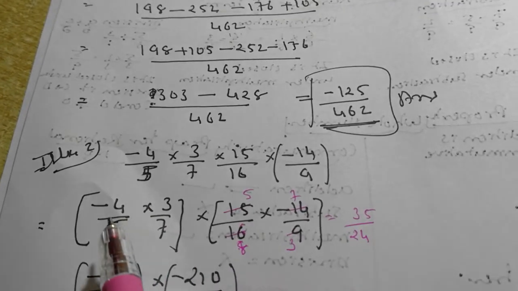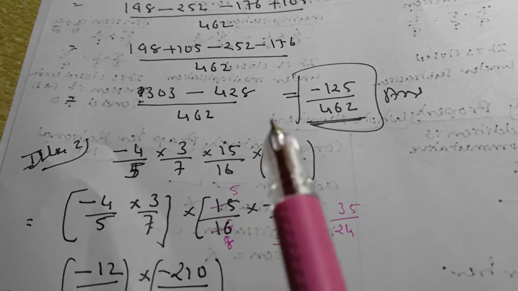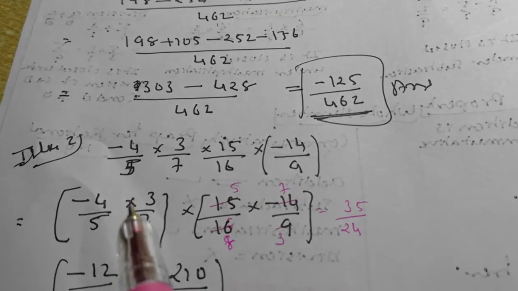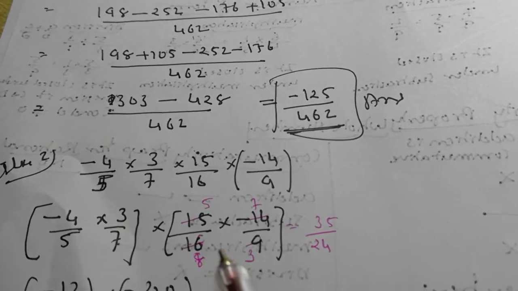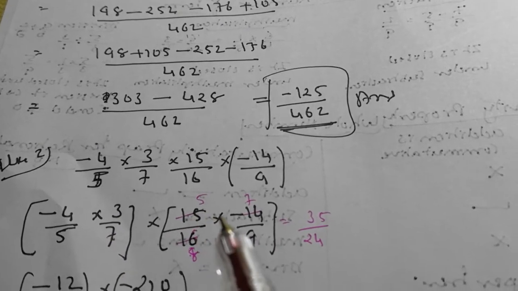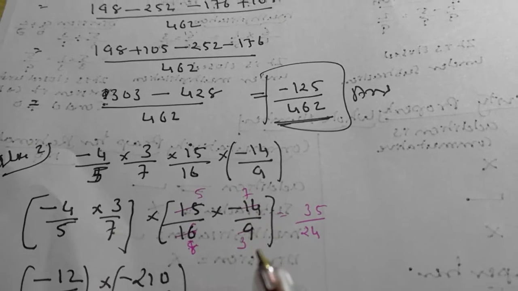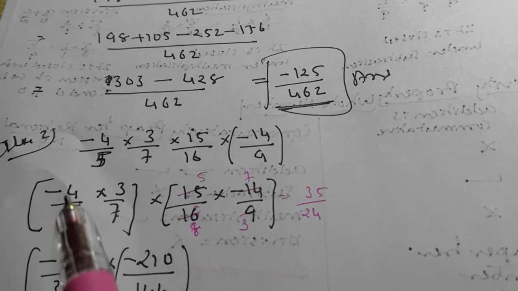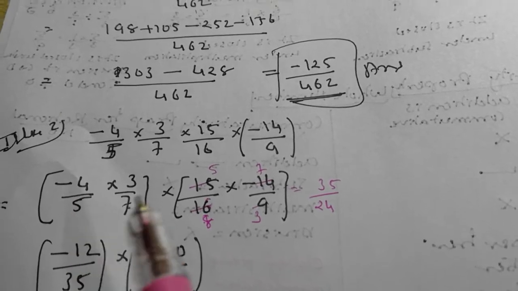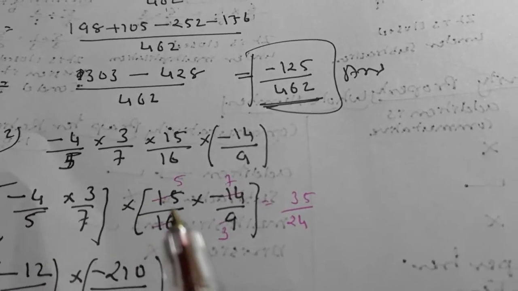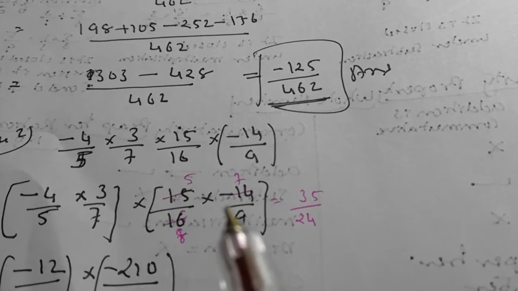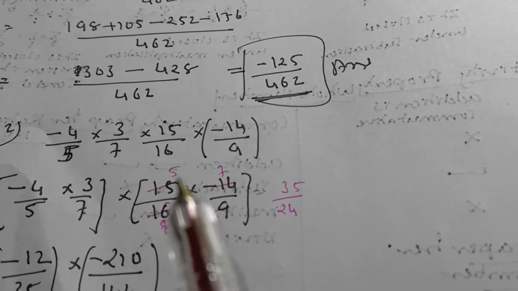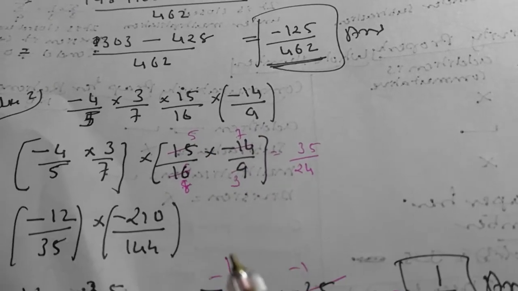So I made two groups. I am just going to multiply the first two numbers and the last two numbers. That is 4 upon 5 multiply by 3 upon 7, and 15 upon 16 multiply by 14 upon 9. Here I can't cut any number, so I just multiplied: 4 3s are 12, 5 7s are 35. Here 3 5s are 15 and 3 3s are 9, 2 8s are 16 and 2 7s are 14. So my answer is 5 7s are 35 upon 24.